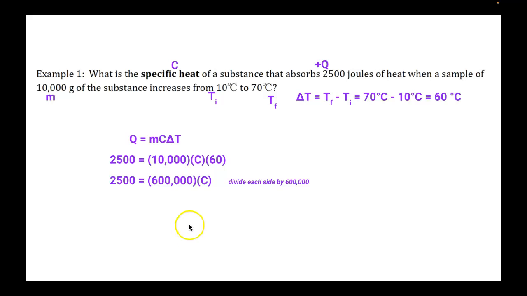and solve for C. Similar to the ideal gas law equation, sometimes I recommend students isolate the variable. So for this example, as soon as you write the equation, before you even plug it in, write C equals Q over m delta T. That could be helpful for you. If you'd like to do it that way, please do so. Therefore, this answer for specific heat is going to be 0.0417 joules divided by grams times degrees Celsius. If you don't have that written down yet, make sure to write it down.